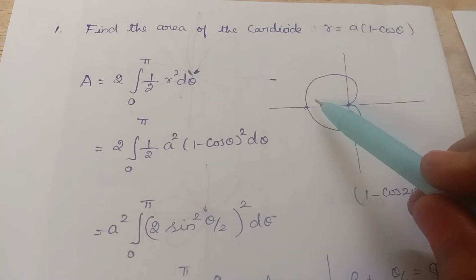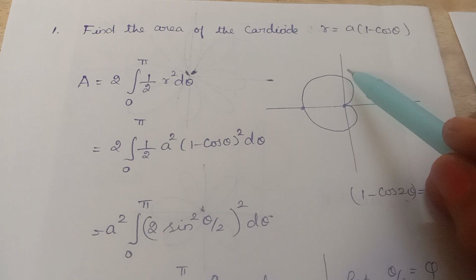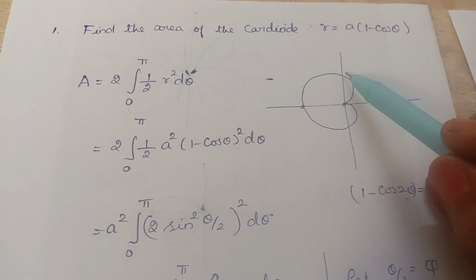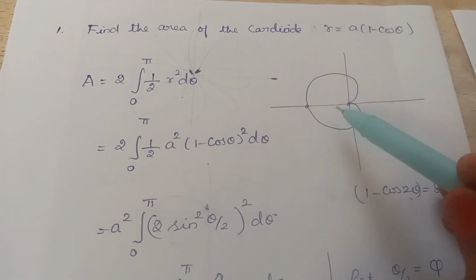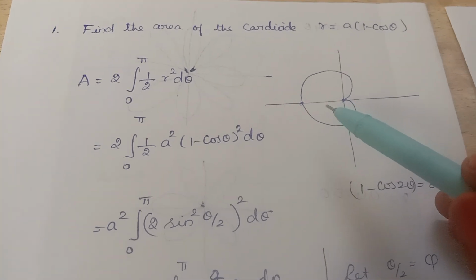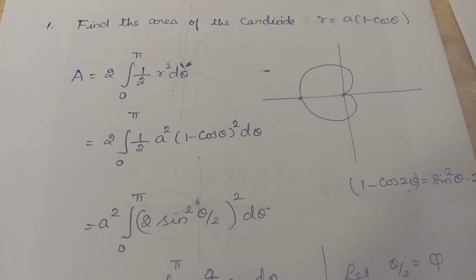First two quadrants, if it is coming 0 to pi; only the first quadrant alone means 0 to pi by 2. So only the first two quadrants I am calculating here. So the limits are from 0 to pi. Finding the limits is also very important here, right?